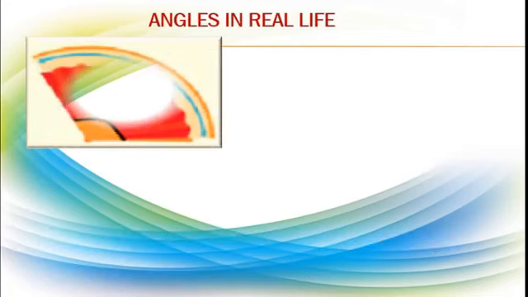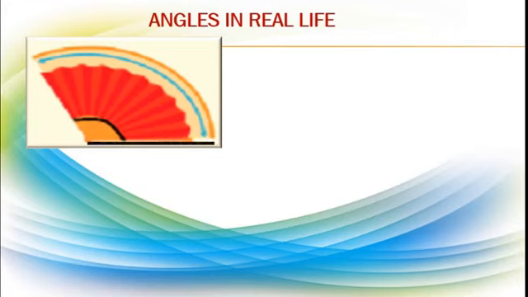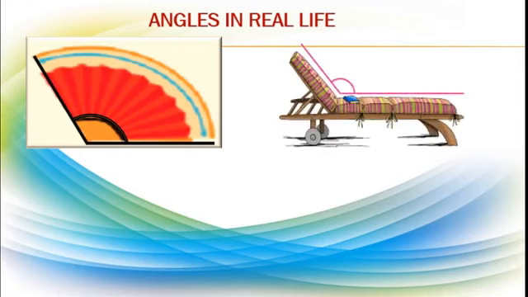Now again we will move to another type of angles. See this fan, the sides of the fan, they make an angle. See, this is bigger than the right angle. See the easy chair or the rest chair. Here also we can see the angle is formed. This is also larger than 90 degree.